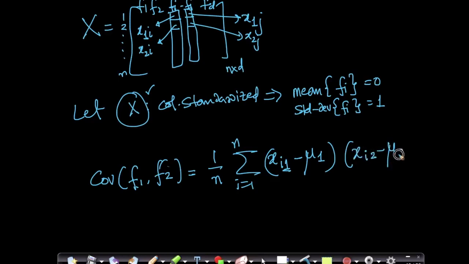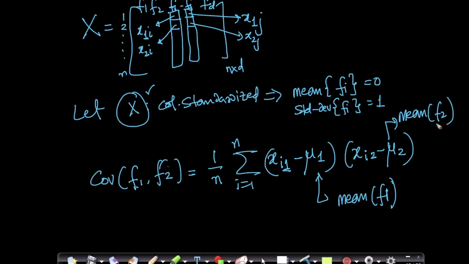xi2 minus mu2. Now mu1 is nothing but the mean of f1, sorry, this is nothing but the mean of f2, right? So let me change the color so that I can explain it better. Okay, so I have two. This I can think of as my random variable x. This I can think of as my random variable y. What is the covariance of x comma y? Take all the values of x, subtract the mean of x, take all the values of y, subtract the mean of y, right? And take the average value. This is basically averaging, right?